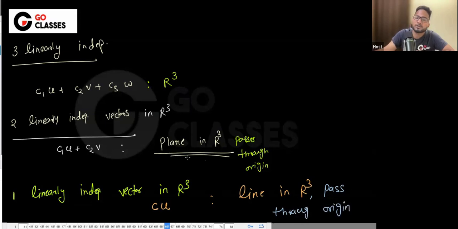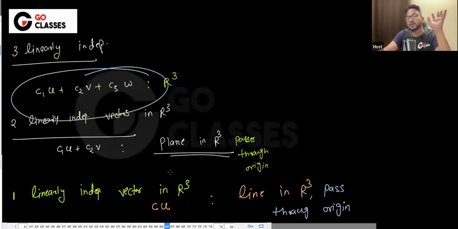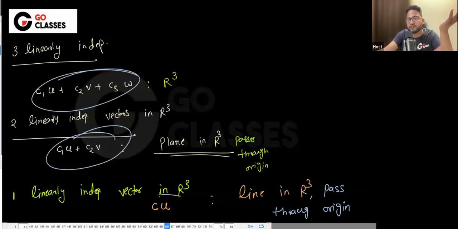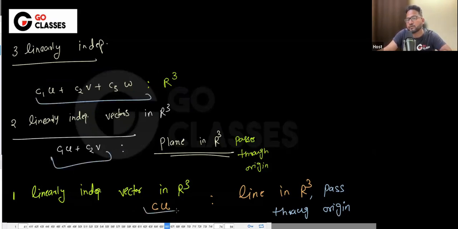Okay, so what is a vector space? A vector space is nothing but a linear combination. Linear combination of vectors is called a vector space. If you have three, then it will produce R3, which is a vector space. This is a vector space. This is a vector space. So any linear combination will produce a vector space, right? So this is a vector space. This is also a vector space.